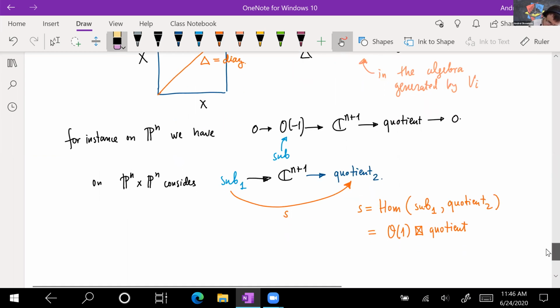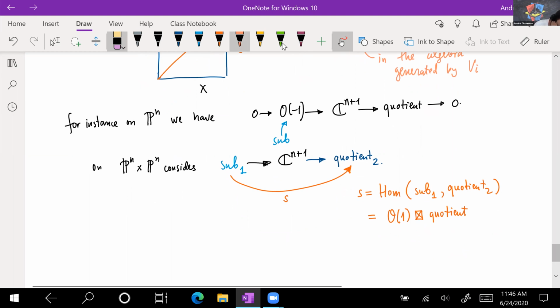And then the diagonal is exactly where S equals 0, right? Because if the map from the one to the quotient by the other is 0, it means one is a subspace of the other, but they're spaces of the same dimension. So this is exactly that.